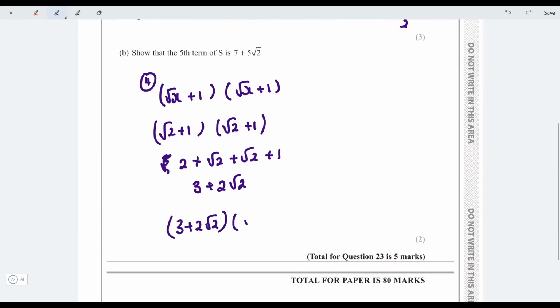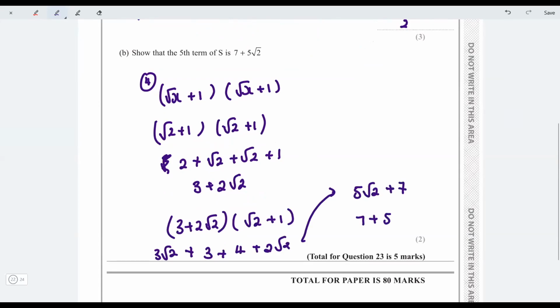We'll times that by root 2 add 1 again. And then do with 3 root 2, add 3, add 4, add 2 root 2, which becomes 5 root 2 add 7. And they just want it the other way around. 5 root 2. And there we are. We have proved that the 5th term is 7 add 5 root 2.